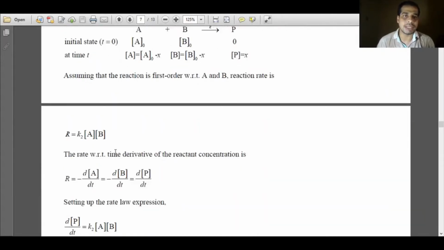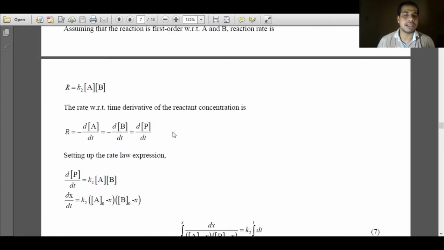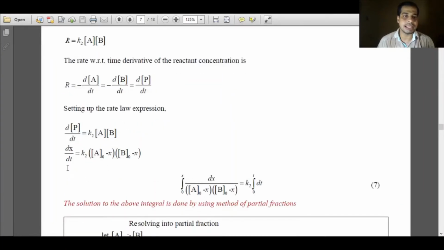So I'll set up the rate law expression. I can write R is equal to K2 A into B, the concentration of A and the concentration of B. I can also write the rate law expression in differential form: minus dA over dt, minus dB over dt, is equal to dP over dt. Product is forming, that's why it is positive. So both the rate laws can be equated. I'll take the product expression, dP over dt is equal to K2 AB. Instead of A, I can write A0 minus x, and instead of the B concentration, I can write B0 minus x. If I rearrange, I'll take the time to the RHS and the concentration terms to the LHS.